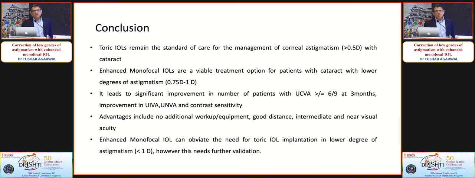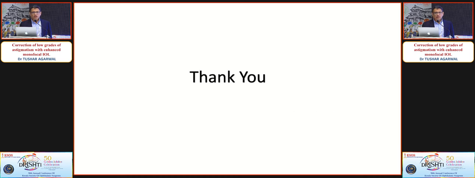To conclude, toric lenses remain the standard of care for managing any degrees of astigmatism preoperatively. However, enhanced monofocal lenses can also take care of patients who have one diopter or less of astigmatism. So essentially, we are talking about the group of patients who have 0.5 or more, but less than one diopter of astigmatism, where surgeons are in two minds whether to go for a toric IOL or not. This can be a good subgroup of patients in whom to try enhanced monofocal lenses. Thank you.